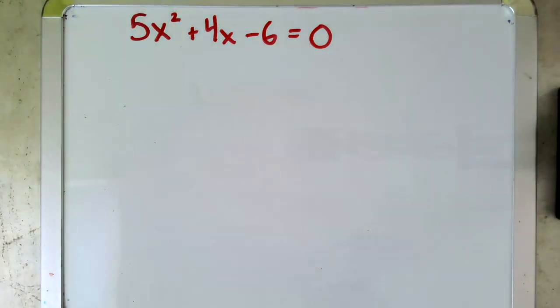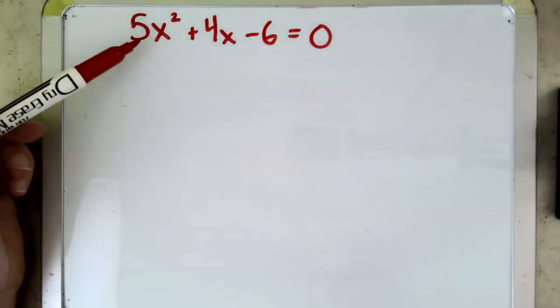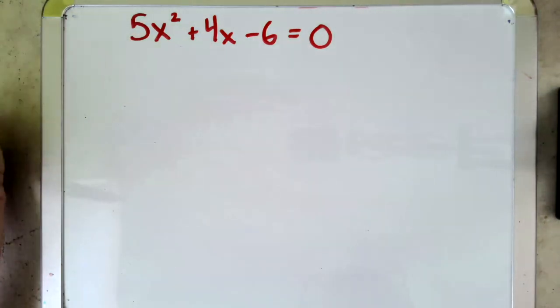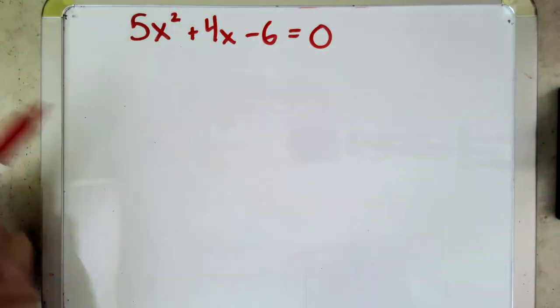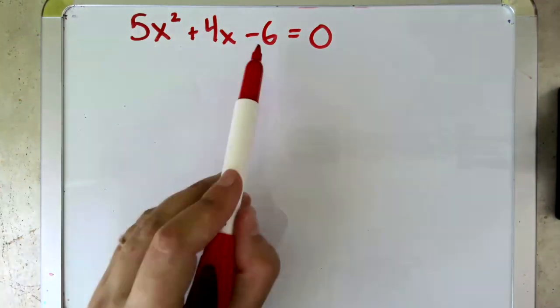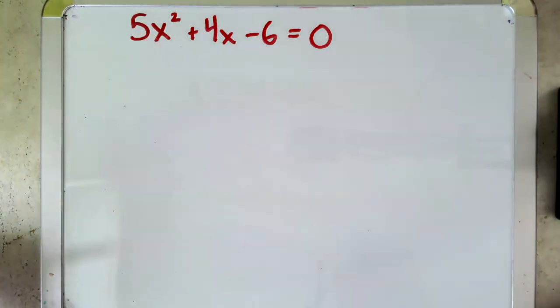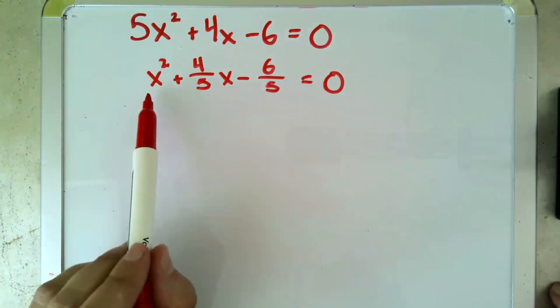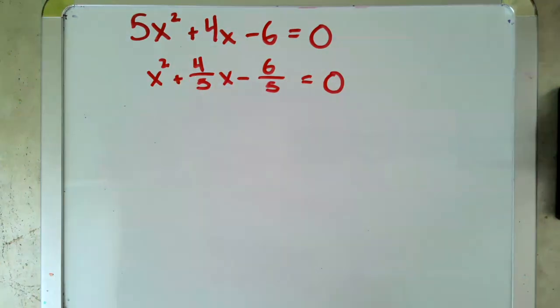First step, always in completing the square, this x squared term has to have no coefficient. So the first thing we need to do is divide every one of these terms by our 5. That leaves us with x squared plus 4/5 x minus 6/5 equals 0.